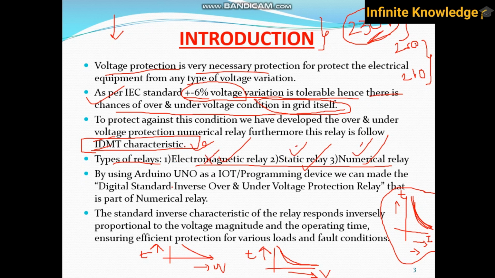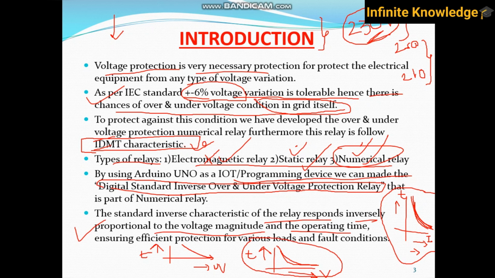Okay. So by using Arduino UNO and an IoT programming device, we can make the digital standard inverse over and under voltage protection relay. This is the name of our project, and that is a part of the numerical relay. Okay. The standard inverse characteristic of the relay responds inversely proportional to the voltage magnitude and the operating time, as we understand here, inversely proportional to the voltage magnitude. Okay, and ensuring efficient protection at different fault levels. So this is a very basic understanding of our project. What we are trying to do, we will see in the next slide.